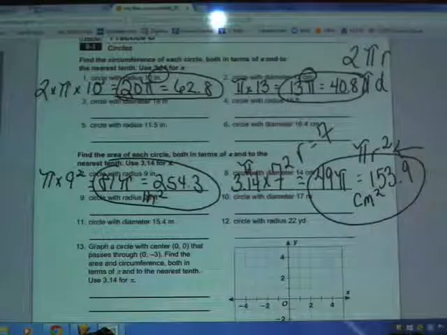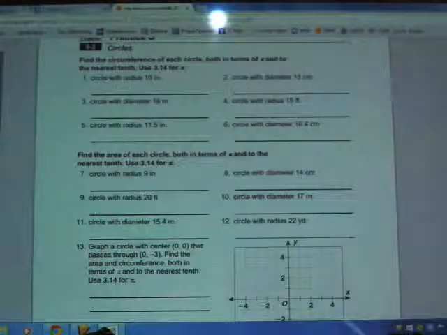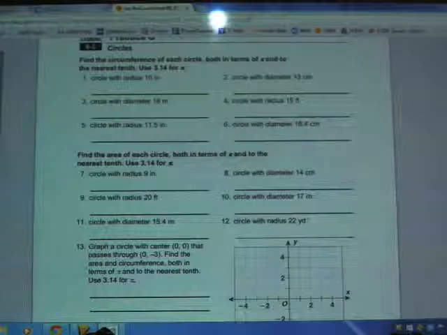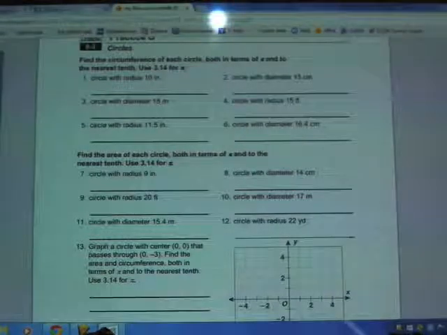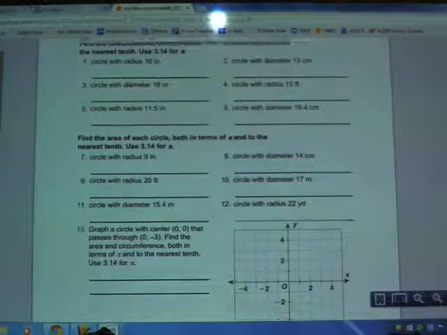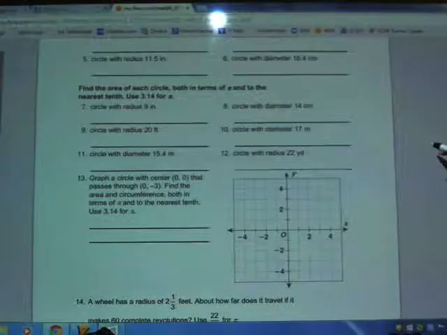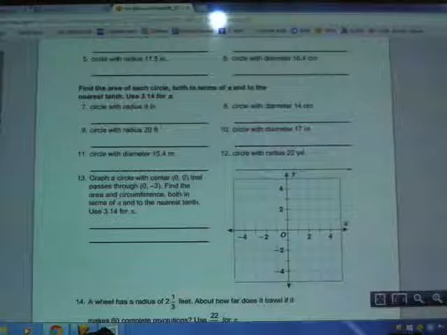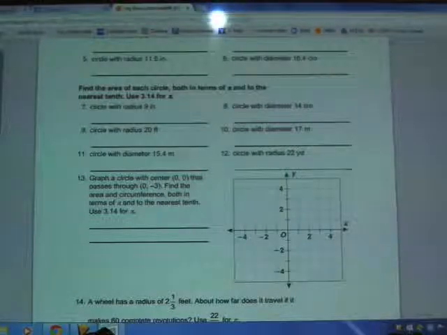Okay, let's go ahead and take then a look at finishing this up with question number 13. In question 13, it's asking us to graph a circle with the center 0, 0 that passes through 0, -3. And we're supposed to find the area and circumference of that circle in terms of pi and to the nearest tenth. So this is really a combination of what we've done in both of the sets of previous problems there, but we also have to sketch the circle. Now don't let it scare you.